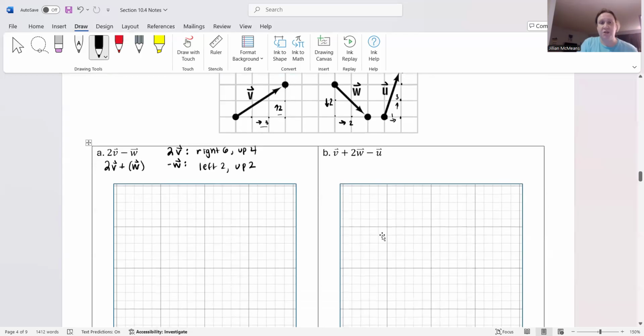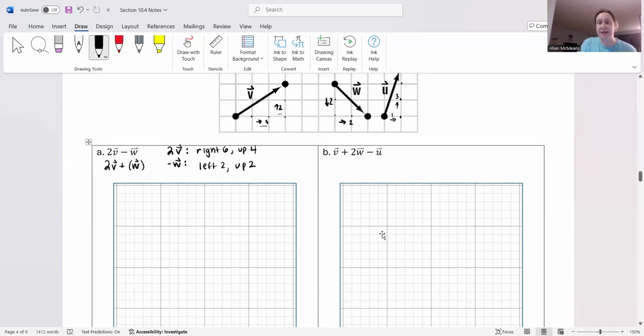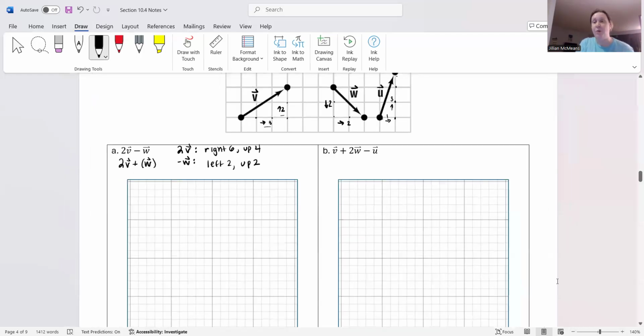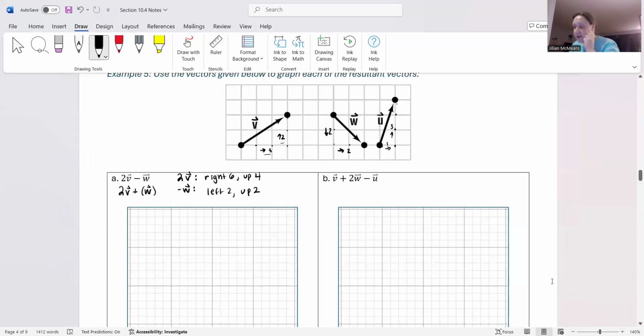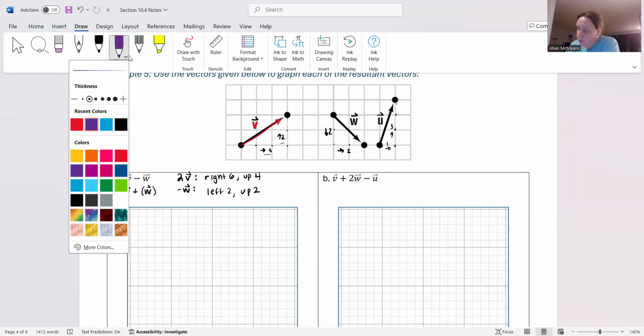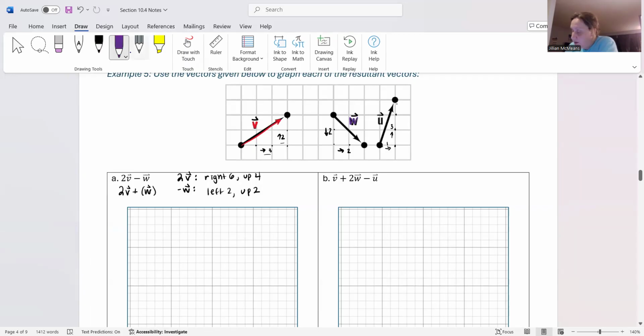So I ended up giving you this giant grid, and you don't really need anything quite this big to do these, but you've got all the space in the world right now, okay? So let's do some color coding here. Let's say we do v in red. Let's do w in purple. I think that was fairly consistent with what we had in the previous worksheet. And then we'll do that blue color for you, just so we can keep track of everything.